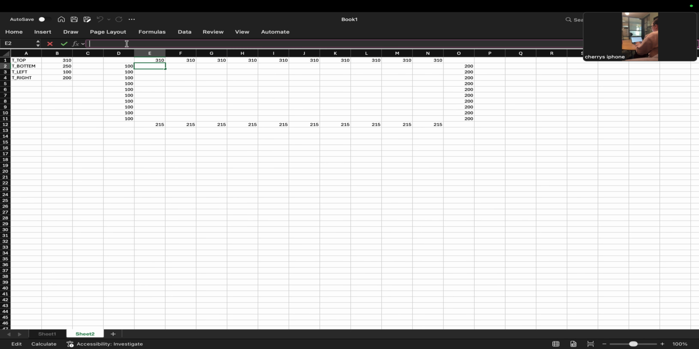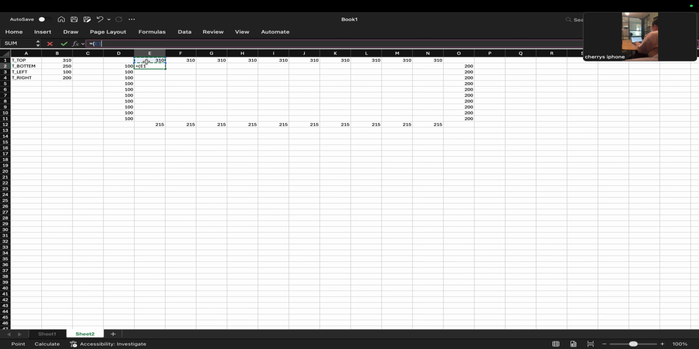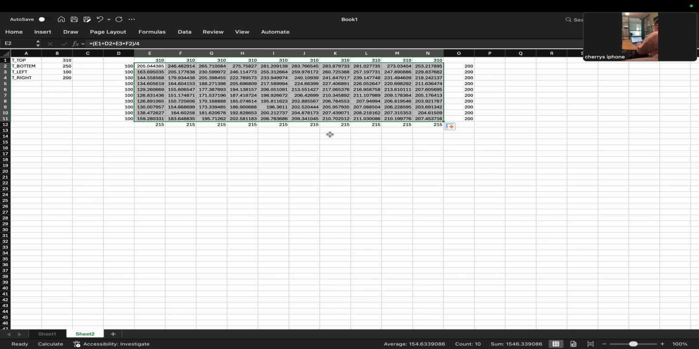So now we'll put the equation in, which is equal to the cell above plus the cell to the left plus the cell to the bottom plus the cell to the right. And then we divide that by 4 because it's an average. And enter. And we'll drag this across and down. There we go. That's it modeled.